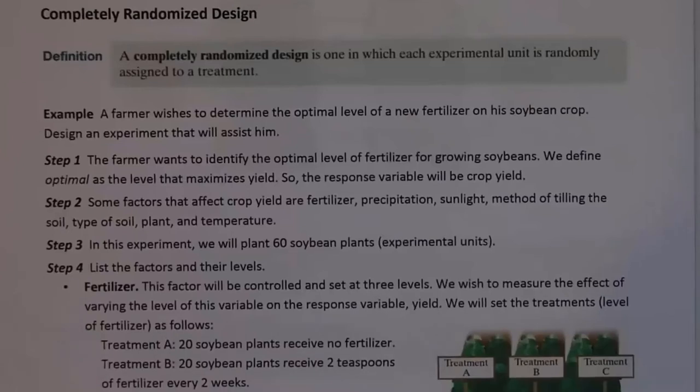So a completely randomized design is fairly straightforward. Basically, it is an experimental design where each experimental unit is randomly assigned to a treatment. Like my migraine example that I was using was really a completely randomized design. I was going to randomly select which individuals get the placebo, which get 100 milligrams, which get 200 milligrams, and which get 400 milligrams. By randomly assigning who goes in each of those treatment groups, I am using a completely randomized design.